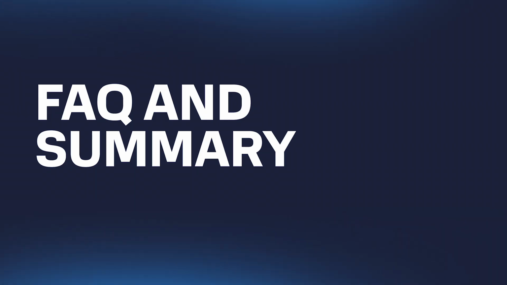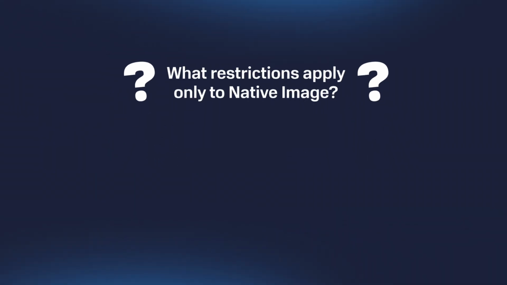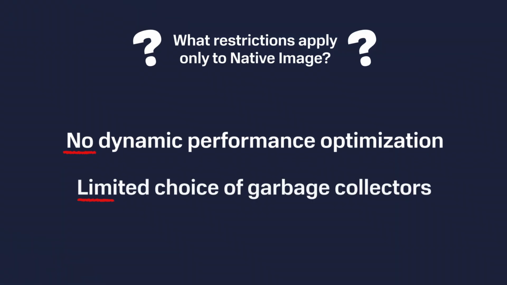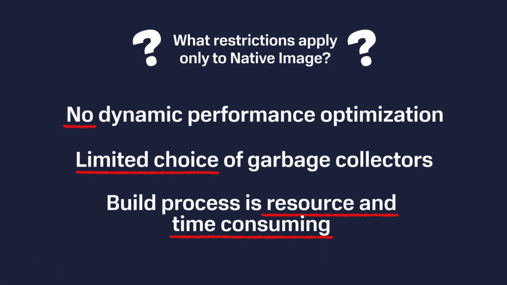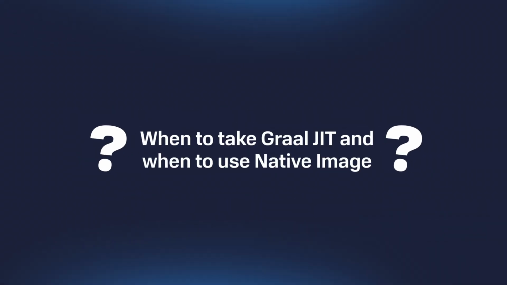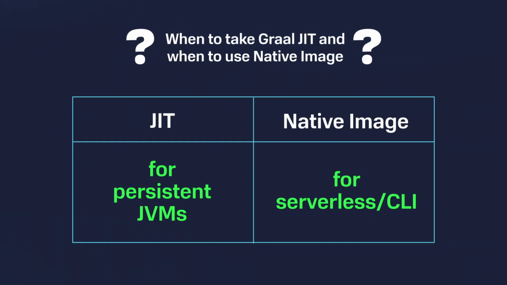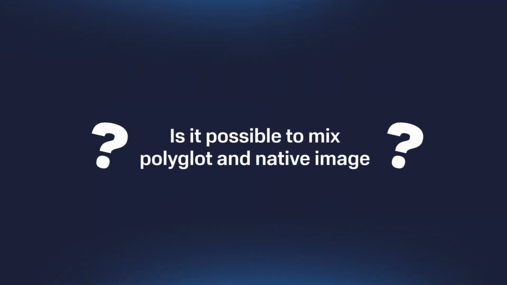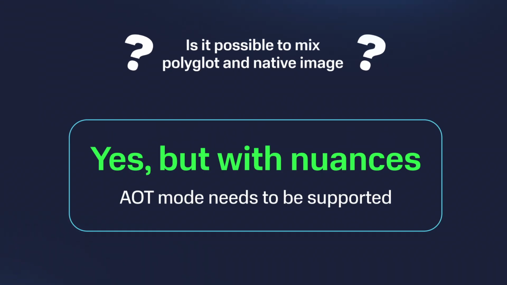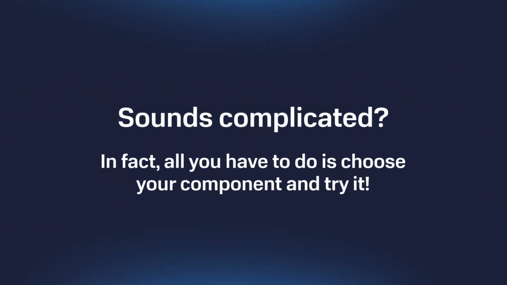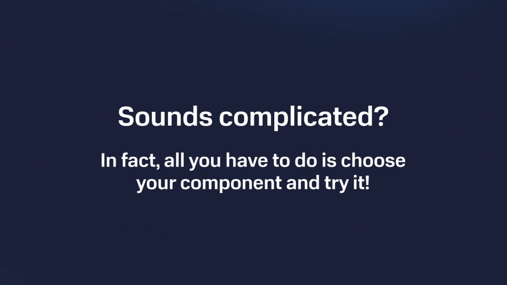Let's summarize. What limitations apply to native image? There is no dynamic performance optimization, the choice of garbage collectors is limited, and the build process is resource and time consuming. When to use JIT or native image? JIT Compiler is great for long-running apps and dynamic workloads. Native image is optimal for serverless computing and services characterized by short runs. Can we combine Polyglot and native image? Generally, yes, but all solutions must support AOT mode. Sounds complicated? Well, actually it's not. Just choose a component and try it out.